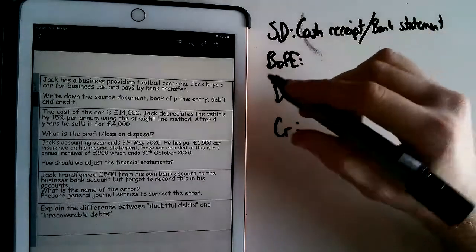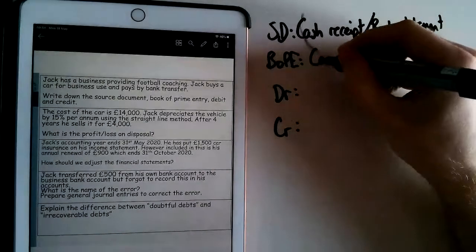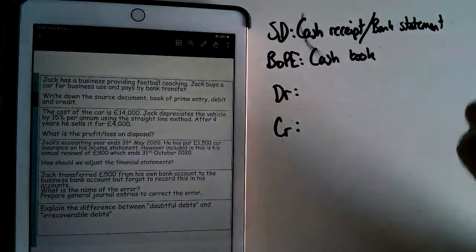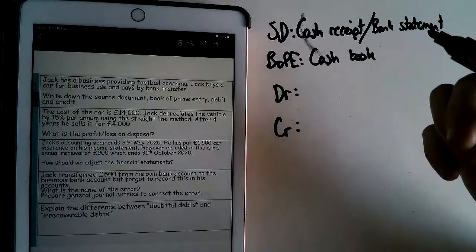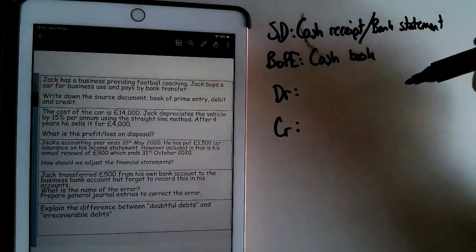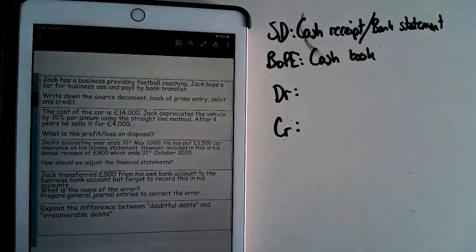Book of prime entry. Well, it's to do with cash, so it goes in the cash book. Now this one, I can imagine a few people will be tricked and put general journal because you read car. However, general journal is only for non-current assets on credit. Since it's paid in cash, it will go in the cash book.